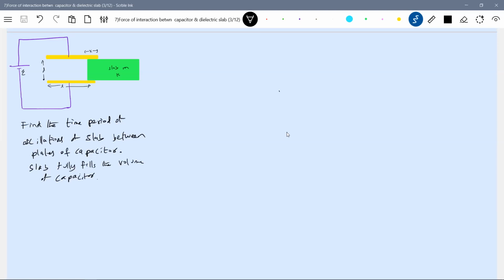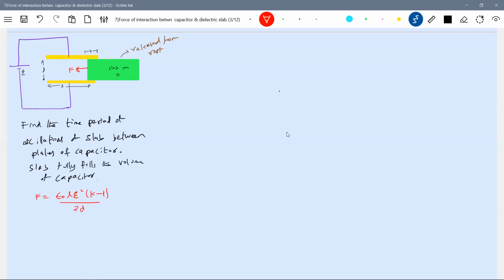Okay, it is released from rest. The slab is released from rest in this position. Then immediately the plates of the capacitor will exert a force F, and we know that force F is a constant. And what is that F equal to? You have to remember F = ε₀LE²(K−1)/2d.